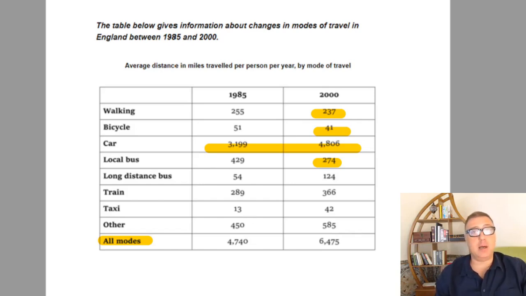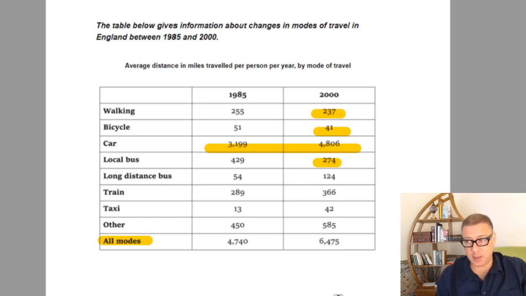In a way to think about how we can combine this data to talk about it more concisely, let's think about big changes and small changes. So car travel went up a lot. Long distance bus went up a lot. Train went up, but not as much. Taxi went up a lot, and other went up not as much.